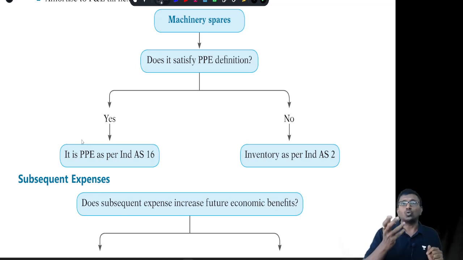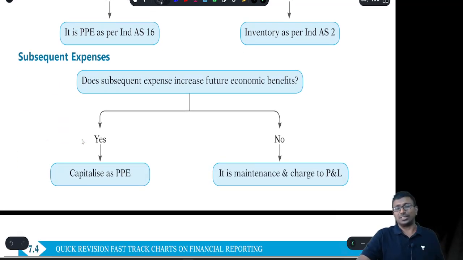So machinery spares, how to account for them? First question, does the machinery spare satisfy the PPE definition? If yes, then you follow PPE: you recognize it as PPE and depreciate it over its useful life. If no, it does not satisfy, because it has less than 12 months of life, then you treat it as inventory and charge it to P&L whenever you take it out from the storeroom for usage. Whenever it is issued for usage, it should be charged to P&L. This is with initial recognition.